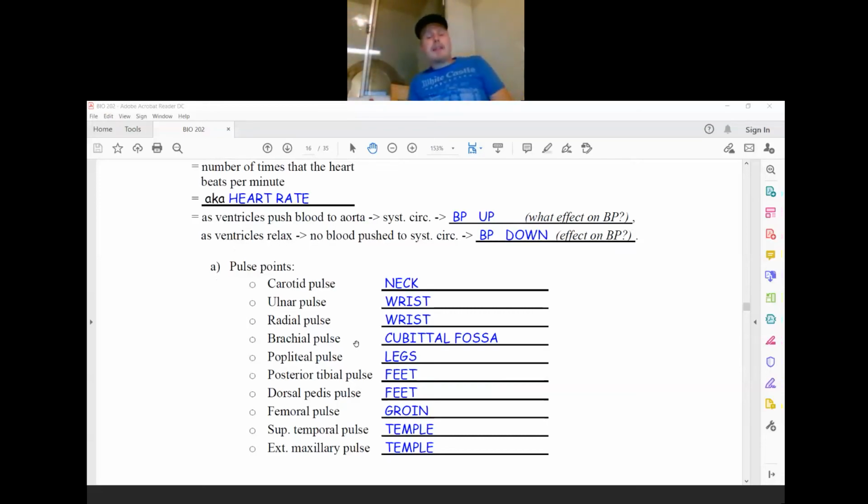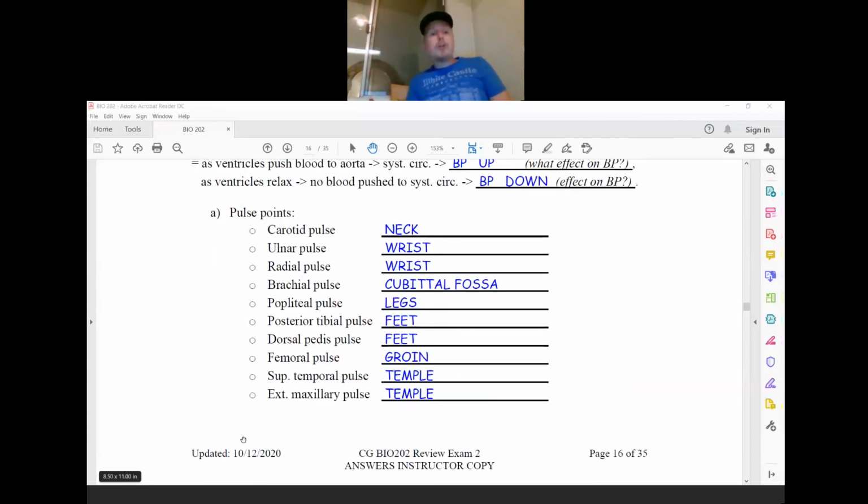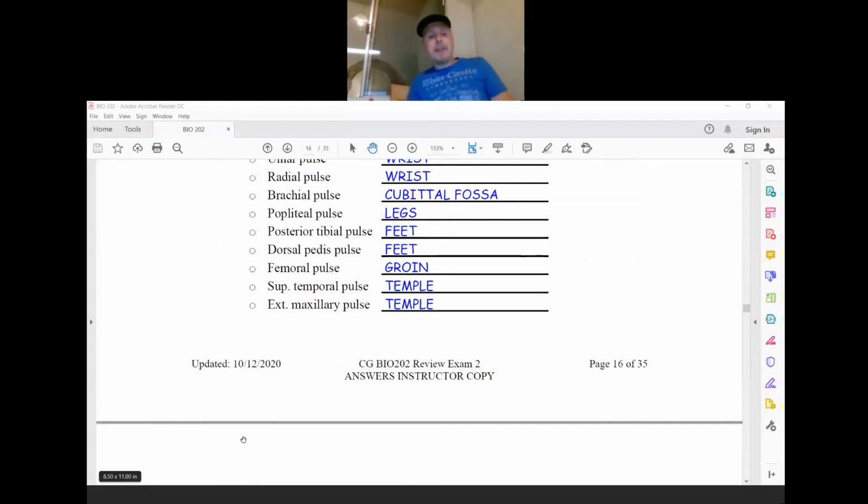From your legs as a popliteal pulse, from the feet either as posterior tibial pulse or dorsalis pedis pulse, in your groin area as femoral pulse, on your temples, so the temporal area of your skull, either a superior temporal pulse or external maxillary pulse on the maxillary bone. So those are some good places. I think quite common ones are either ulnar or radial or brachial pulse. Also, the carotid pulse is a pretty common one to take.